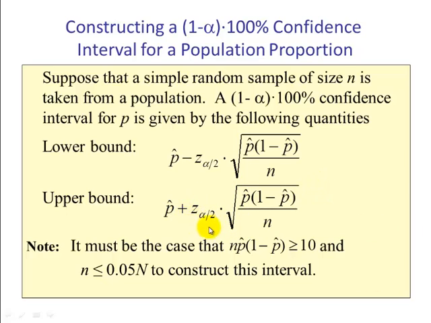Now what is this z alpha over 2? Well, this is what we call the critical value of z, and it is determined by the confidence level. Now we must note there's two restrictions here. n times p hat times 1 minus p hat has to be greater than or equal to 10 for it to be normal, and the sample size must be less than or equal to 5% of the population.